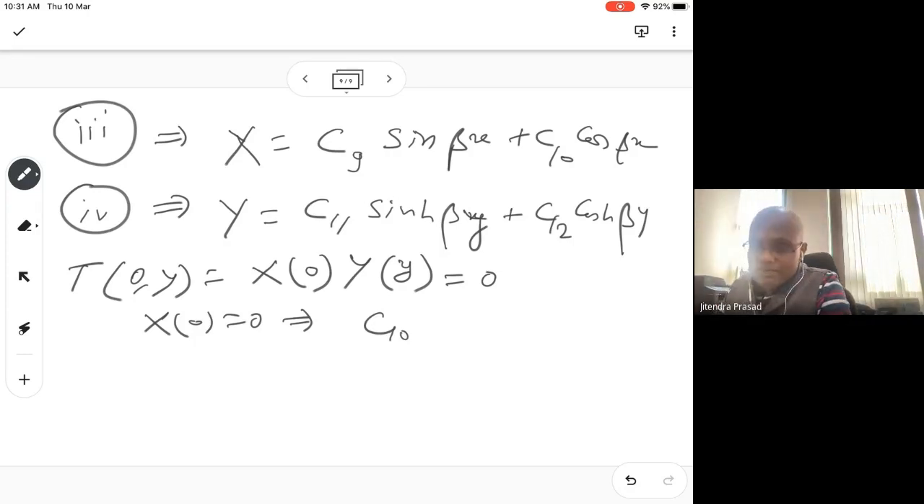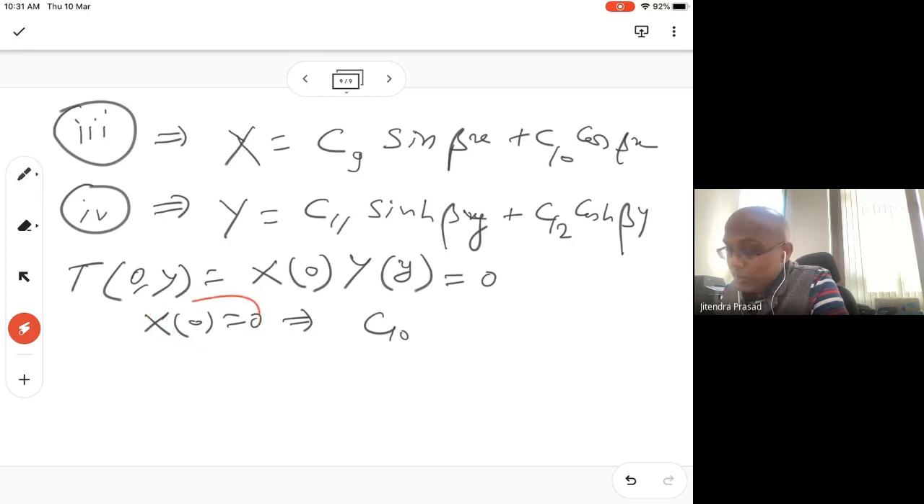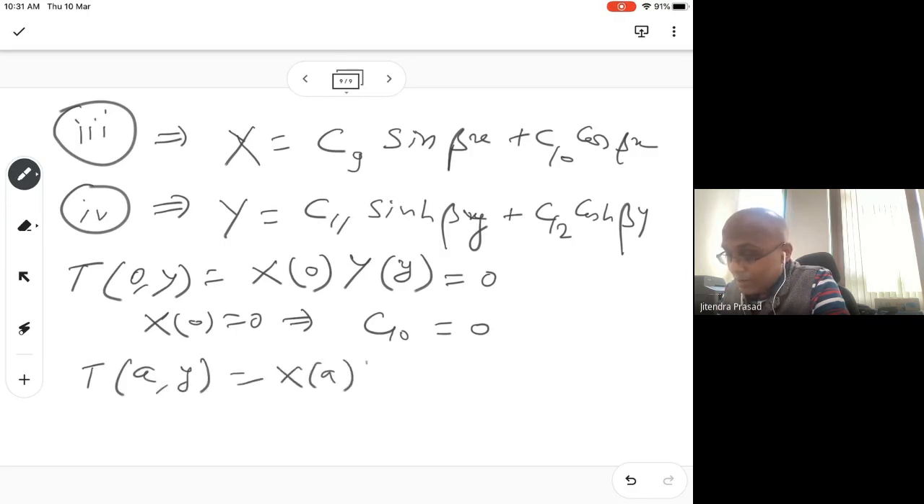Okay, so C10, we have X 0 is 0, so C10 has to be equal to 0. Now next is t a y is equal to x a y equal to 0, right? And then what we get? We get X a equal to 0, right? So X a equal to 0.